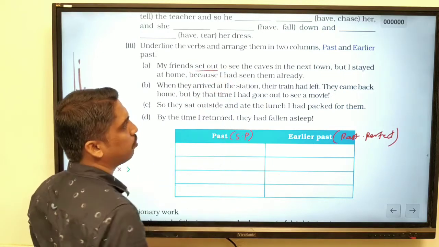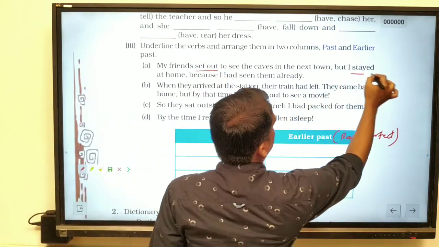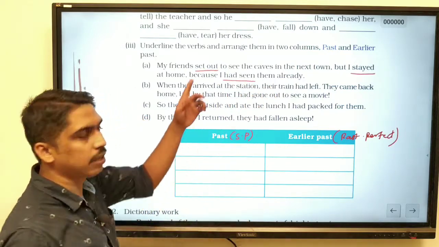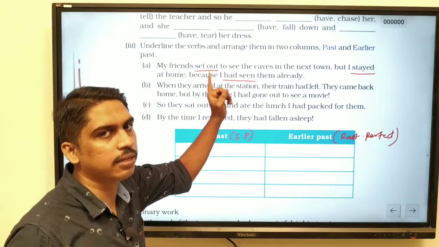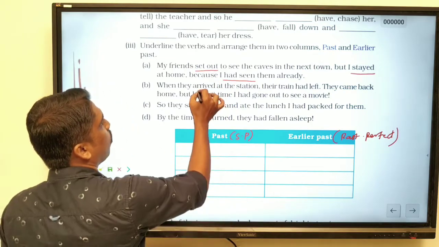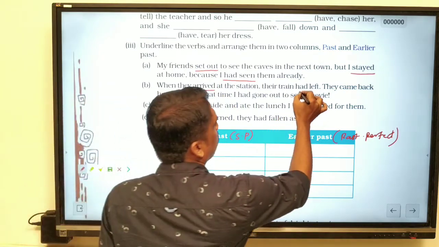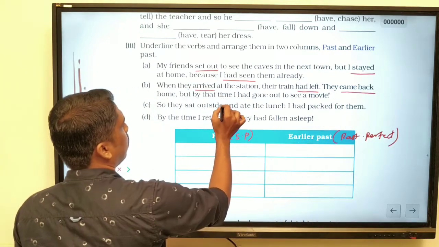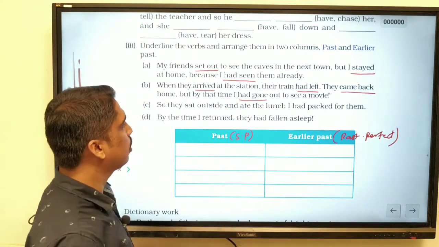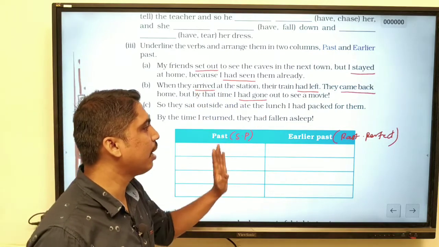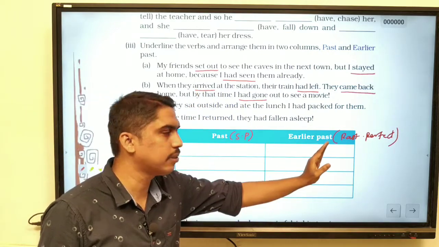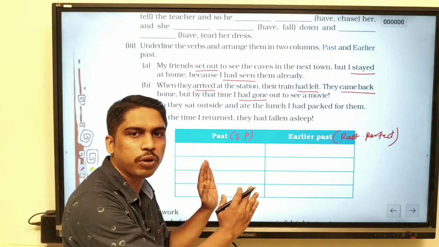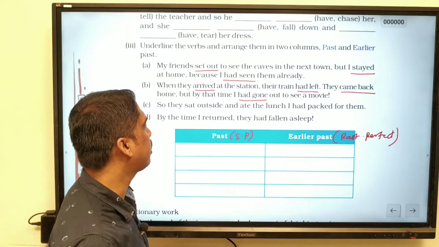Set out is one verb, stayed another verb, had seen next verb. Three verbs are there in that sentence itself. And the second one, arrived. Here that had left, here came back, but here had gone. ഇതിലൊക്കെ നമ്മൾക്ക് കണ്ടാൽ മനസ്സിലാവുമല്ലോ. ഹാഡ് ഉള്ളതിൽ ഏതായിരിക്കും അറിയാലോ? പാസ്റ്റ് പെർഫെക്റ്റ് ആയിരിക്കും. ഹാഡ് ഇല്ലാത്ത വെറും വെർബ് ടു വരുന്നത് സിമ്പിൾ പാസ്റ്റ് ആയിരിക്കും. ഈസി ആയിട്ട് നമുക്കത് രണ്ടായിട്ട് കാറ്റഗറൈസ് ചെയ്യാം.